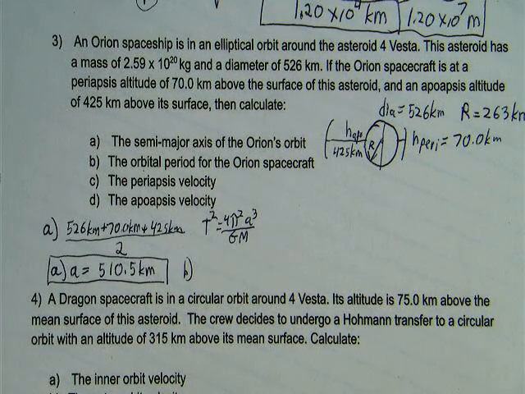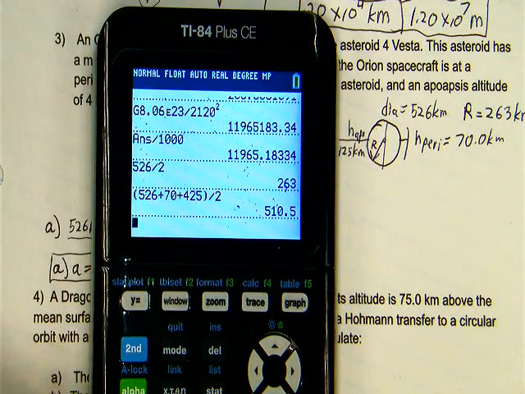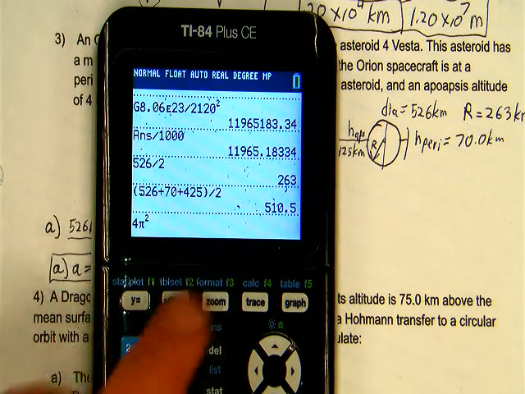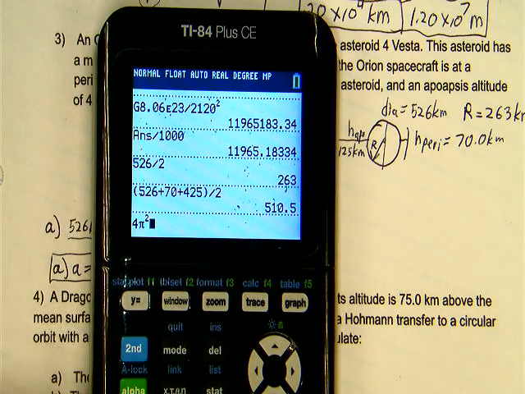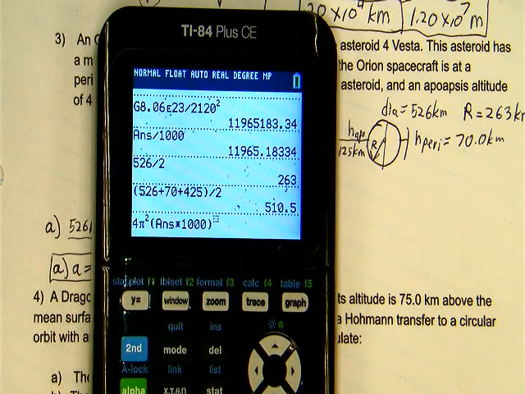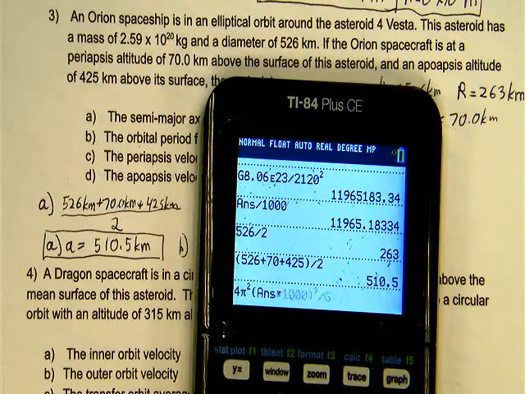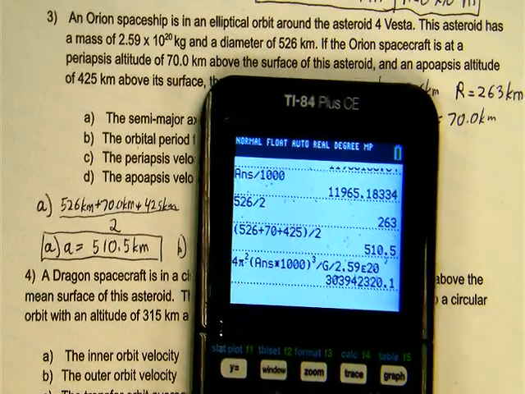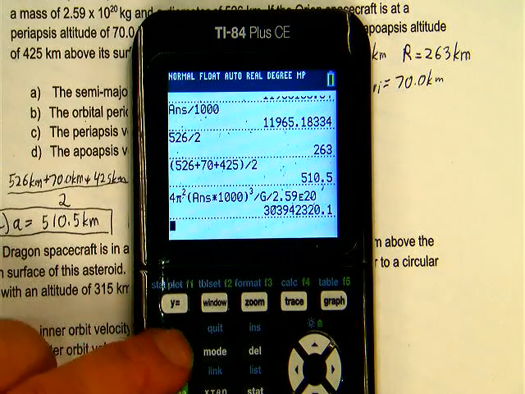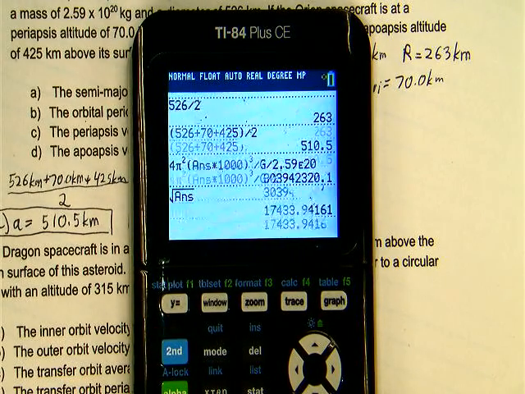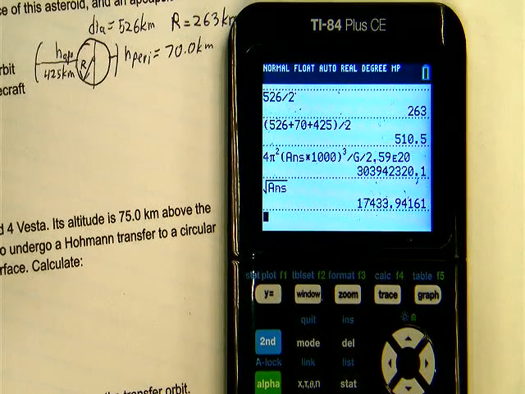In this case, 4 pi squared. Now r is the semi-major axis. I need to turn it into meters, then cube it. Then I can divide this by the universal gravitational constant. And finally, I can divide it by the mass of the asteroid, which is 2.59 times 10 to the 20th power kilograms. Okay, so this huge number is T squared. Now take the square root of it, and there is the orbital period in seconds. T equals 17,434 seconds. Too many sig figs.